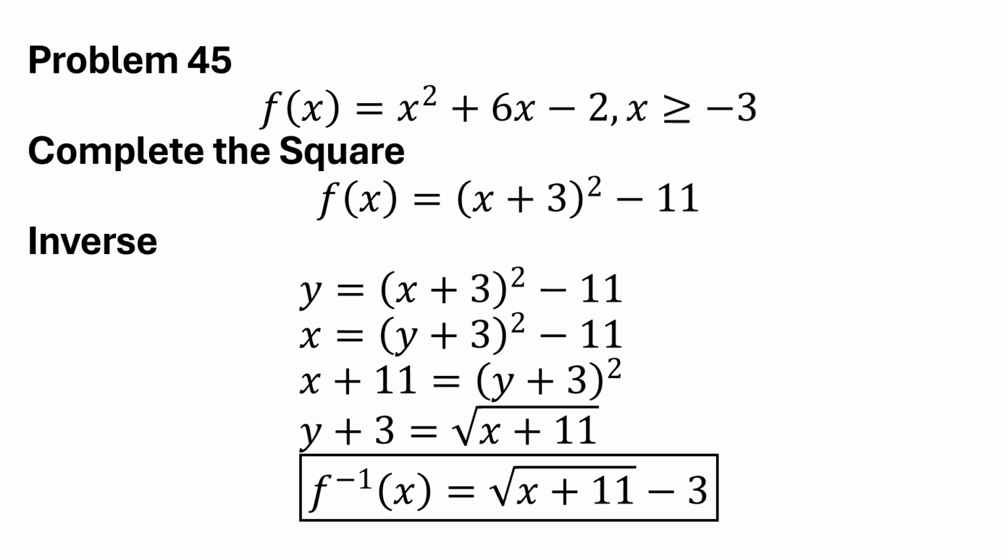Completing the square makes the inverse easier to find. After interchanging x and y and solving, the inverse becomes square root of x plus 11 minus 3.